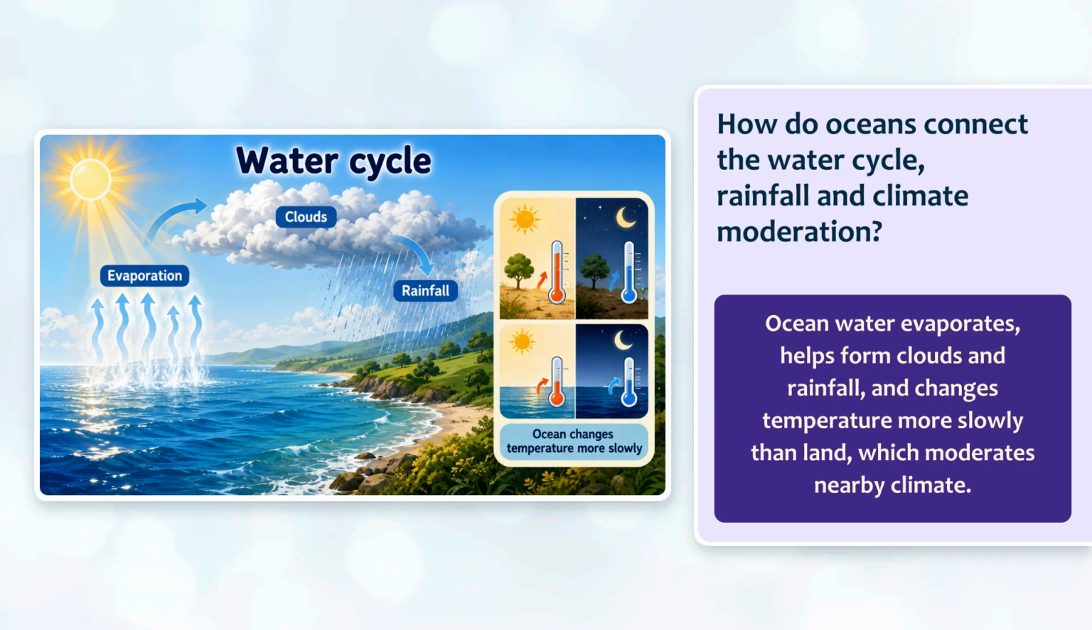How do oceans connect the water cycle, rainfall, and climate moderation? Now join the clues together. Ocean water evaporates, helps form clouds and rainfall, and changes temperature more slowly than land, which moderates nearby climate. The arrows and temperature comparison show both connections. Next, we will look below the surface at a marine ecosystem.